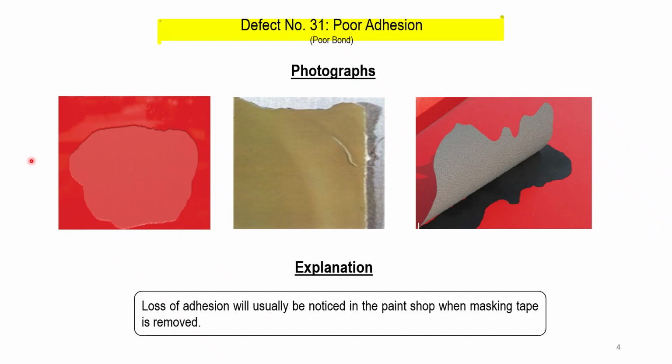Here are a few photographs related to the paint defect poor adhesion, which is a loss of adhesion that will usually be noticed in the paint shop when masking tape is removed.